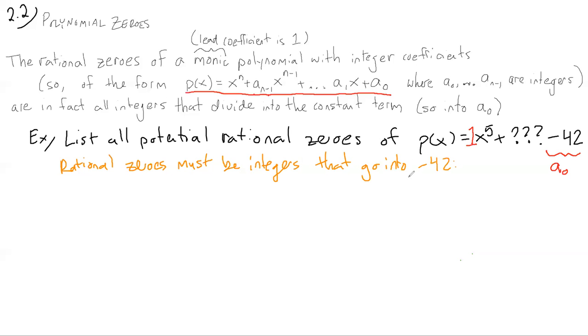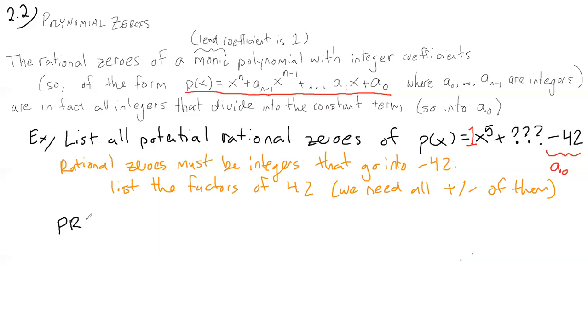So the way that we can do this is just list the factors of 42. And then we need all plus or minus of them. So I'll usually write this in a really particular way. Just for a short form, I will write PRZ for potential rational zeros, and it's going to be this set. I need all the positives and negatives, so I'll write a plus minus because that's what that usually indicates. And then my set notation, because I'm going to write out a list. And this list is going to be my factors of 42.